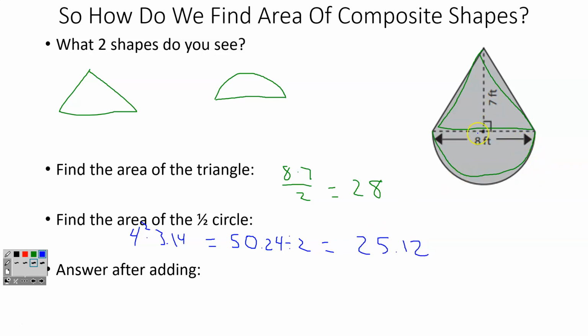Now because they're all one shade and they're not overlapping, we're going to add those two numbers together. 28 plus 25.12. I'm going to type that into my calculator. I get 53.12 feet squared.